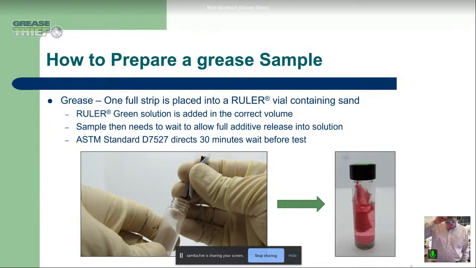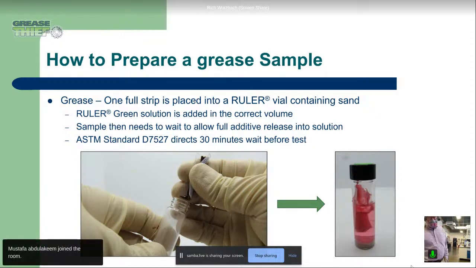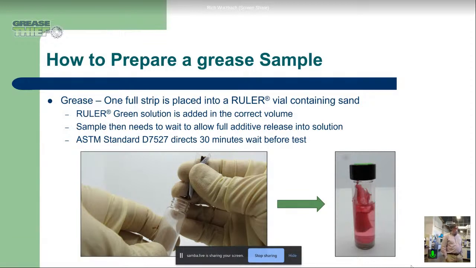That can be shaken up, and we find that for most grease formulations, this is very effective. The solvent system, this green solvent system, is very effective at getting complete dissolution of that grease sample. This is very important in trying to transfer consistently the same amount, if not all, of the antioxidants that are present. So when we compare the new grease to the used grease, we get a consistent basis for that quantification. So this method involving the D7918 and the preparation of the thin film, we put one full strip into the RULER vial that contains the solution in the sand.